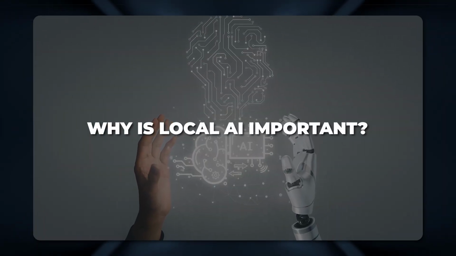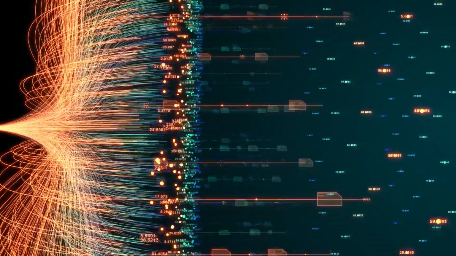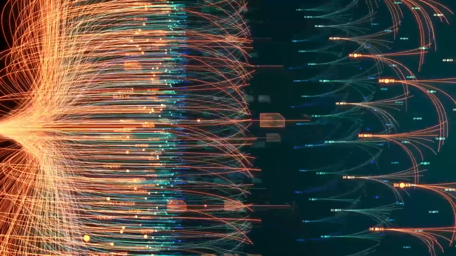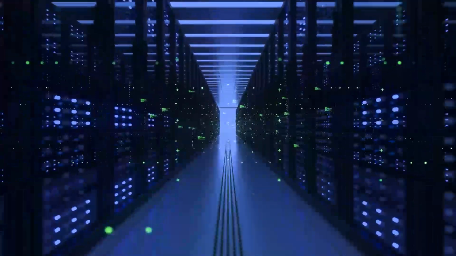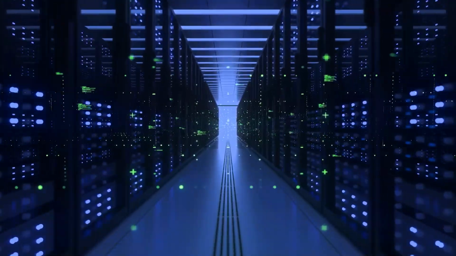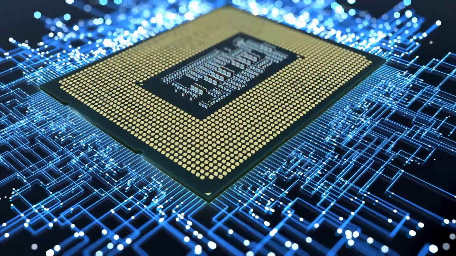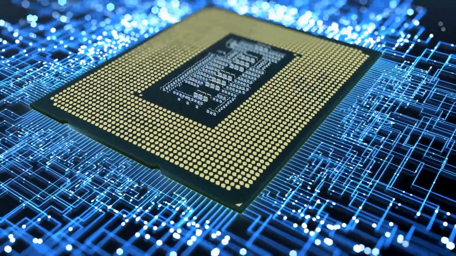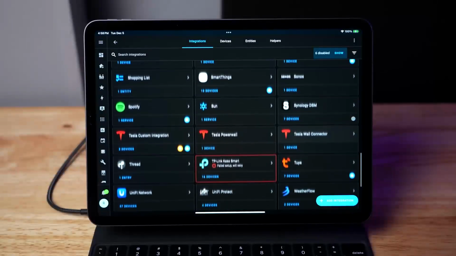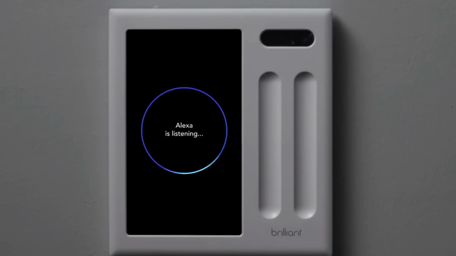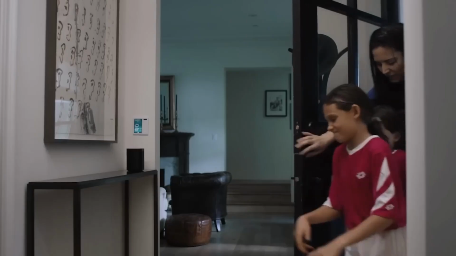Why is local AI important? Well, one of the biggest concerns with cloud-based AI services is privacy. When you use a cloud service, your data is processed on external servers, which means you have less control over how your information is used. With Ollama, all processing happens locally on your own hardware, so your data never leaves your home. This is a big win for anyone who values privacy and wants to keep their data secure.